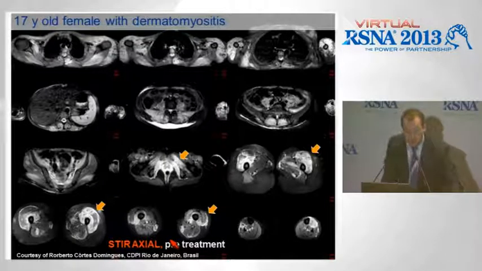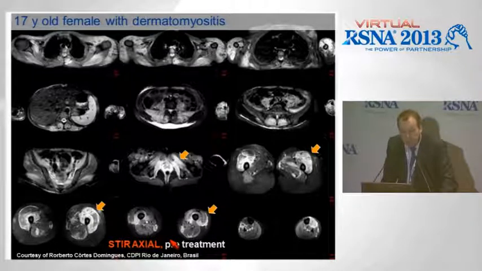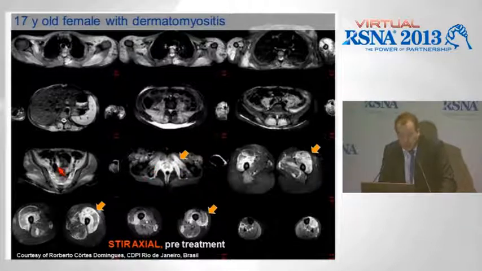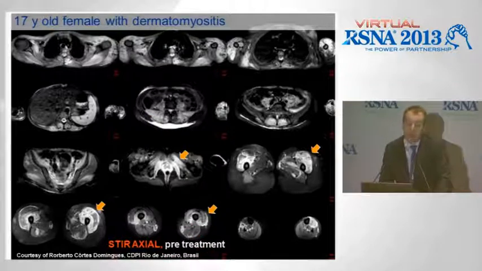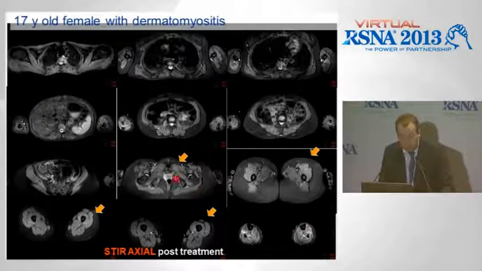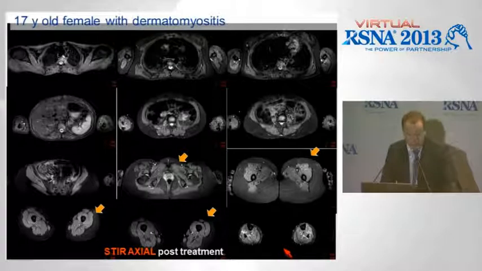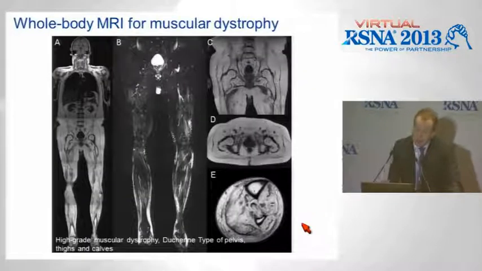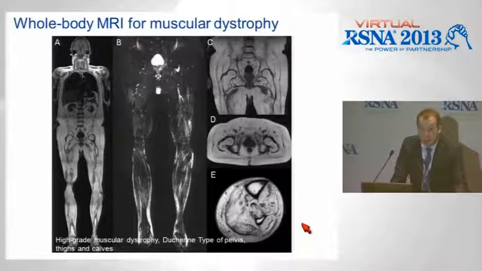This is a 17-year-old female with dermatomyositis, and she has a severe inflammation of the muscle and the subcutaneous tissue. And this is pre-treatment. This is courtesy of my good friend Roberto Dominguez from Rio de Janeiro. And of course, this is an entirely radiation-free procedure, particularly when you follow up these patients. Here is the after-treatment, anti-rheumatic treatment. You see that all this inflammation is virtually gone, and I think it's very exquisite to be followed up by this.